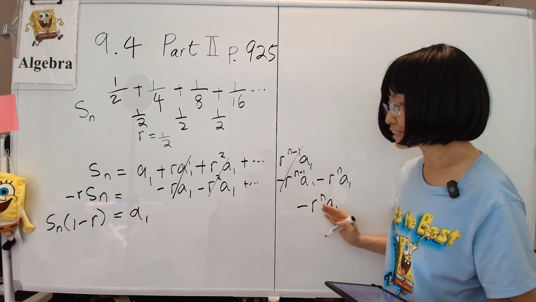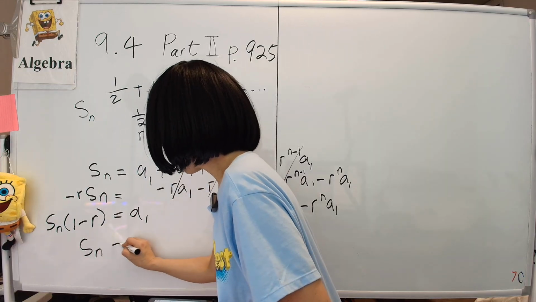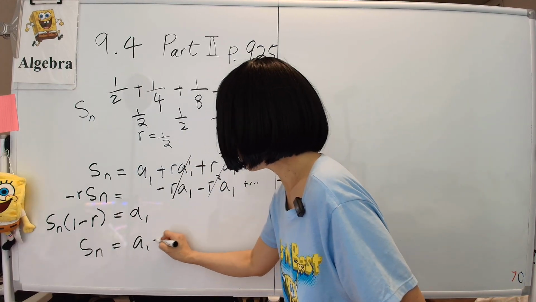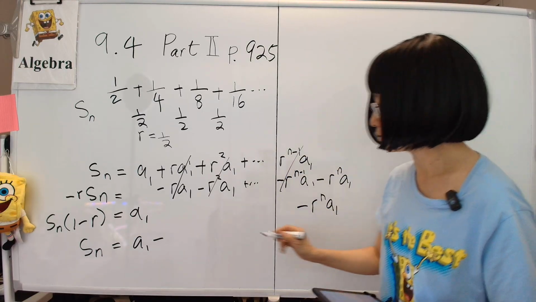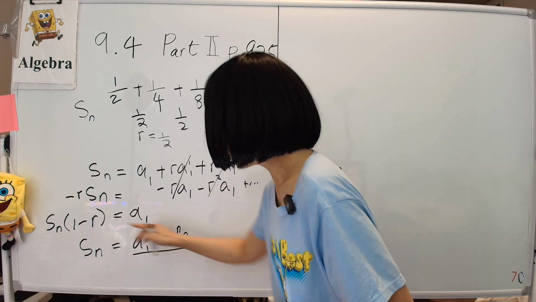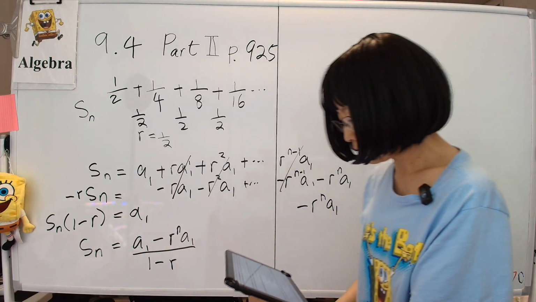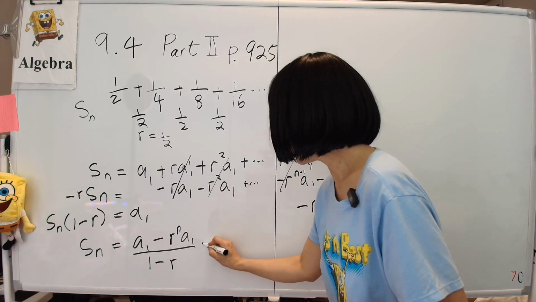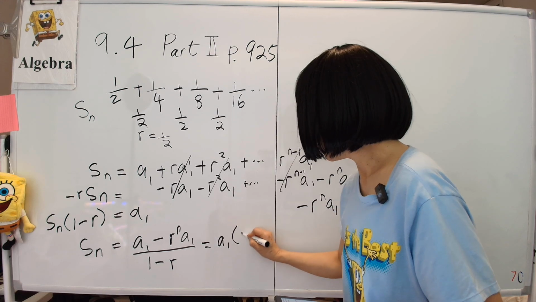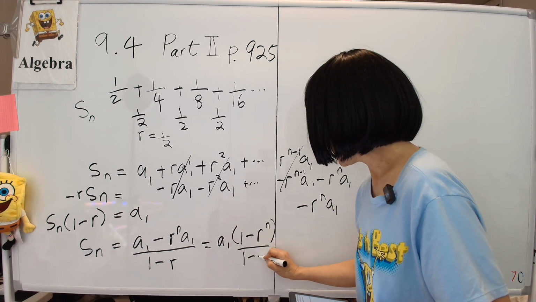So in other words, Sn is equal to the numerator, which is a1 minus r to the n a1, divided by this thing right here, which is 1 minus r. Or we can write it another way, factoring the a1 out: a1 times 1 minus r to the power n, divided by 1 minus r.